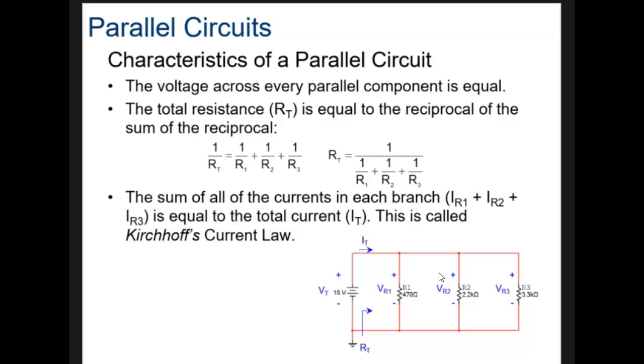Characteristics of a parallel circuit. The voltage across every parallel component is equal. The total resistance is equal to the reciprocal of the sum of the reciprocals. The sum of all of the currents in each branch is equal to the total current. This is called Kirchhoff's current law.